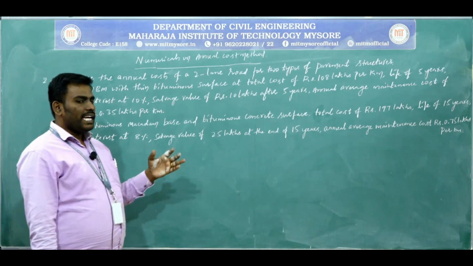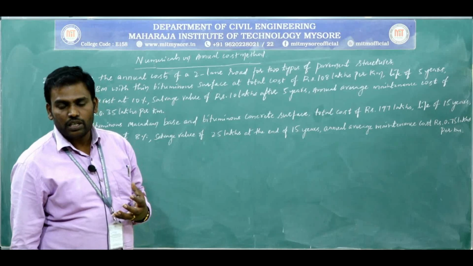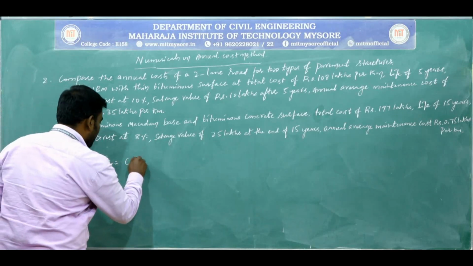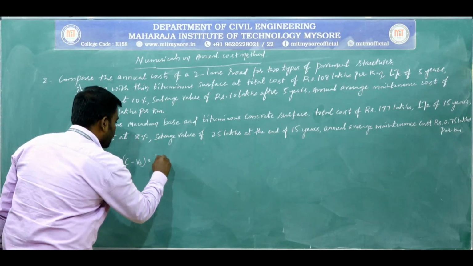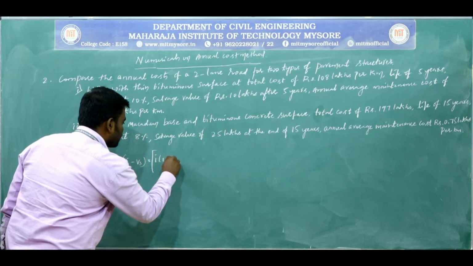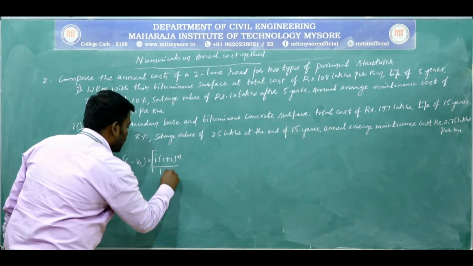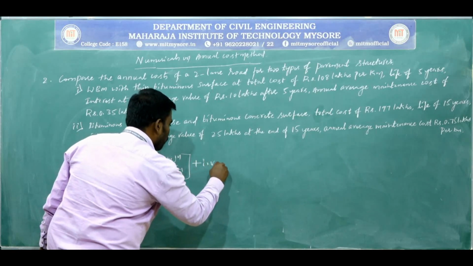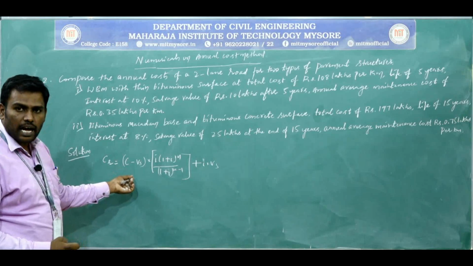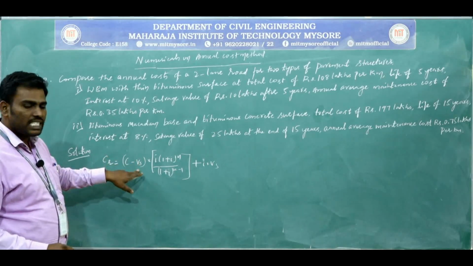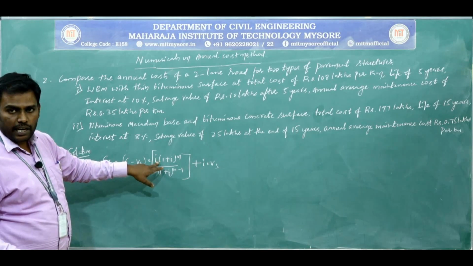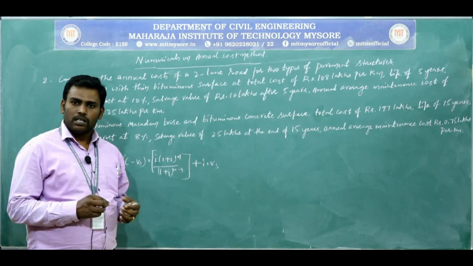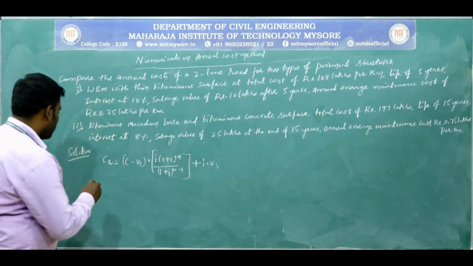Is it clear? By taking the salvage value into consideration, the annual cost CR will be calculated from the relation: C minus Vs multiplied by I into (1 plus I) to the power of n, divided by (1 plus I) to the power of n minus 1, plus I into Vs. Where C is the cost of improvement, Vs is the salvage value, I is the rate of interest in decimals, and n is the estimated life in years. Is it clear?